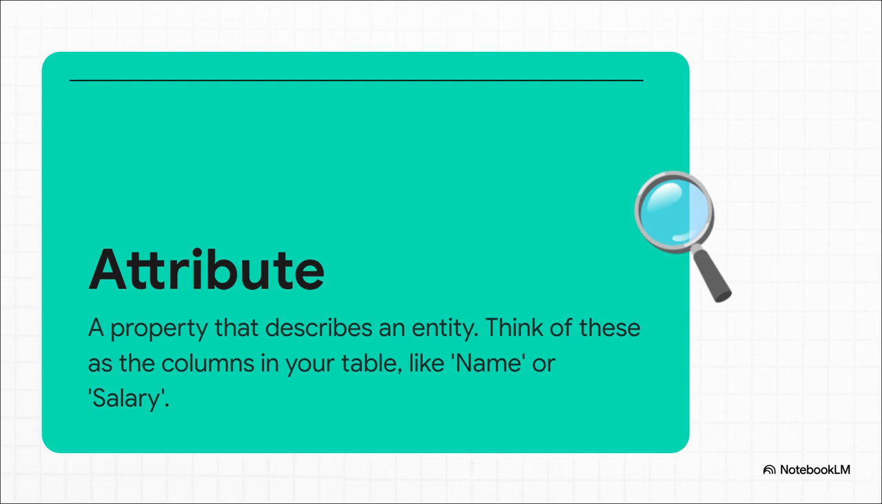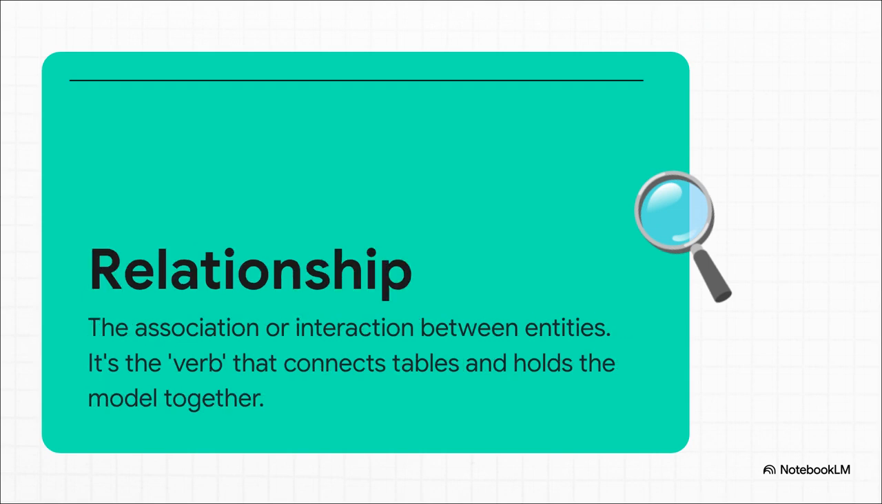What do we need to know about it? So for our employee entity, the attributes would be stuff like their name, their ID number, their address, and their salary. These become the columns inside our employee table. Simple as that. And the final piece of the puzzle is the relationship.